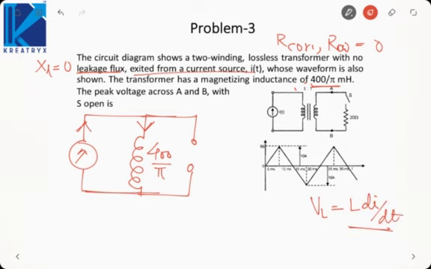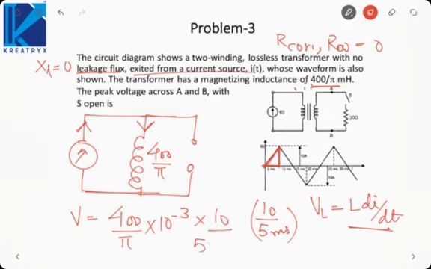So let us calculate di by dt from here. The X terminal is 5 millisecond, Y is 10 ampere. So 10 ampere by 5 millisecond. So voltage will be 400 by pi into 10 raised to power minus 3 into 10 by 5 into 10 raised to power minus 3. So it will be 800 by pi volt.